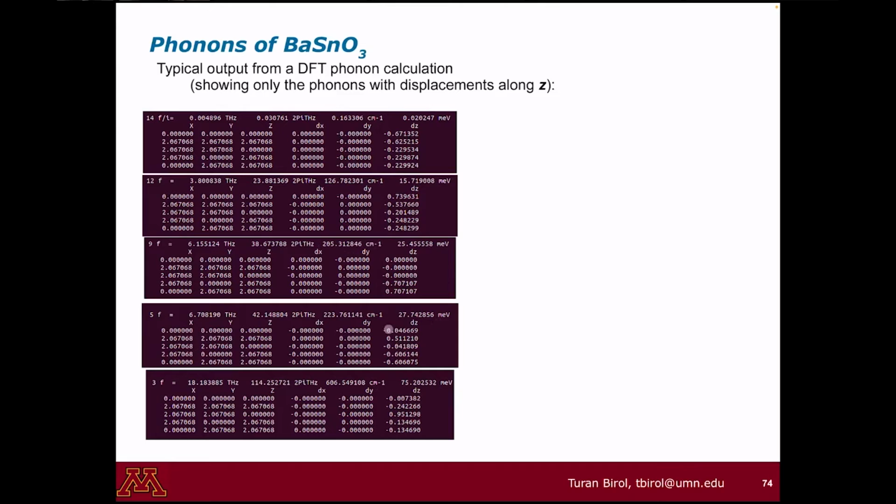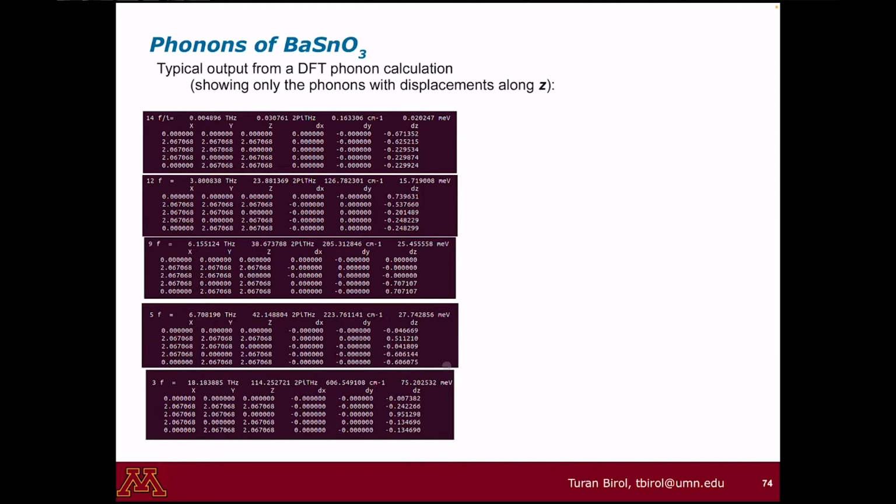So for example, if we look at this one, it looks like it involves only displacements along z, and the first atom, which is the barium, is displaced by very little. The second atom is displaced by a lot. This is the titanium, and the last 3 atoms are oxygens. Two of the last oxygens are displaced by a lot, but the first oxygen isn't displaced by as much, and the oxygen displacement has the opposite sign as the titanium one.